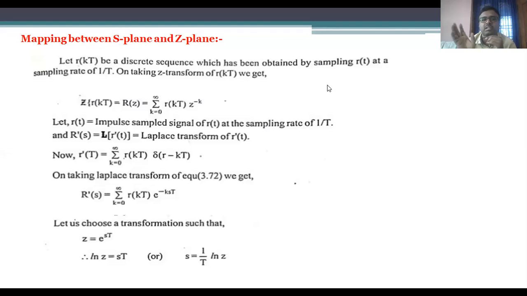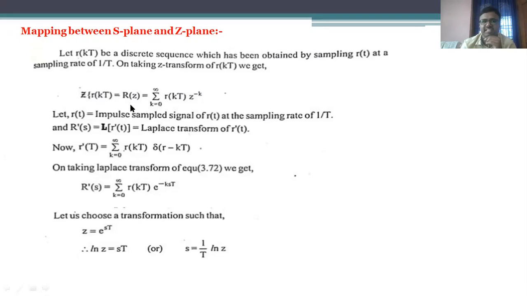Okay. Now, taking the Z transform for this particular discrete sequence, we are going to get the Z transform of R of kT. What is R of kT? It is nothing but a discrete sequence. With the application of the Z transform for this particular R of kT, we get R of z, that is equal to sigma from k is equal to 0 to infinity R of kT into z power minus k. That means we have considered only a one-sided Z transform.